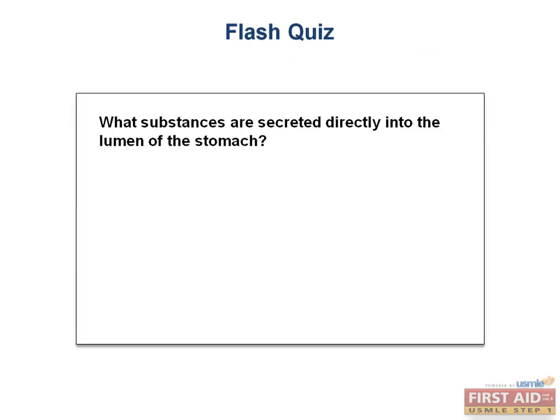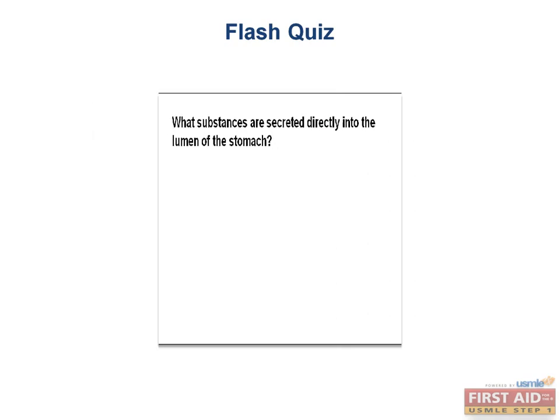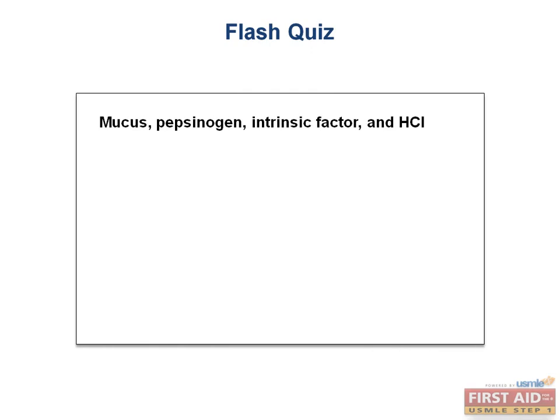Okay, let's do another flash quiz to make sure we understand what we've just gone over. What substances are secreted directly into the lumen of the stomach? That's right. As you recall, mucus, pepsinogen, intrinsic factor, as well as HCl are all secreted into the lumen of the stomach.